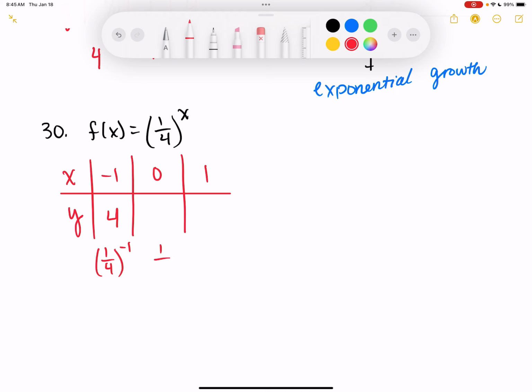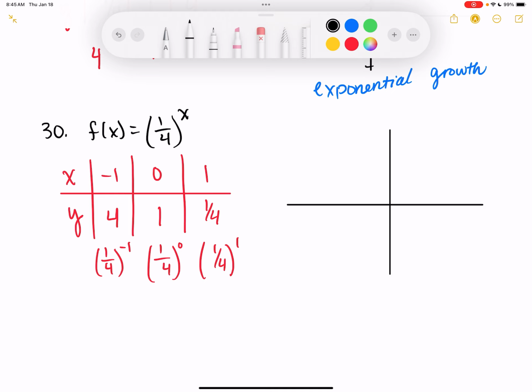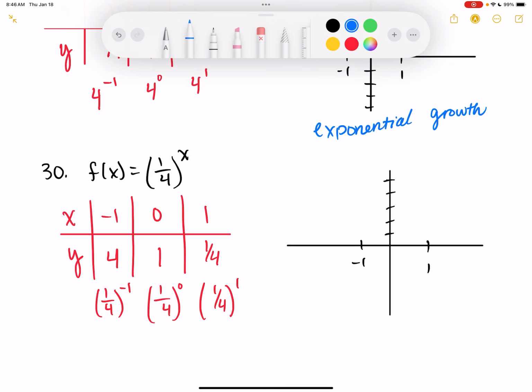1/4 raised to the 0. 1. Anything raised to the 0 power is 1. That's why I like to use 0. And 1/4 raised to the 1. 1/4. So those are my ordered pairs. So now I can plot these points. At -1, y is 4. At 0, it's 1. And at 1, it's 1/4.